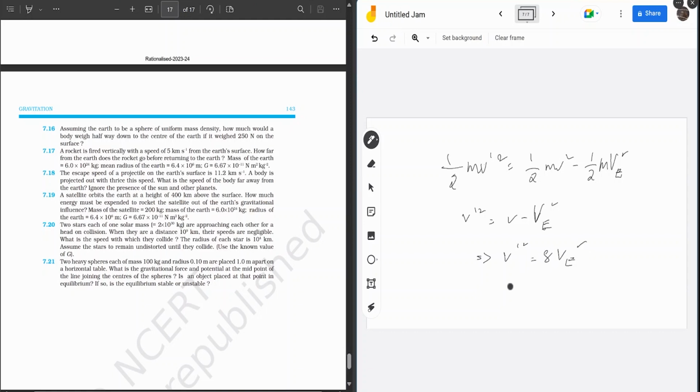Okay, so v dash is equal to 2 root 2 Ve. If you calculate all this, the answer is 31.68 kilometers per second.